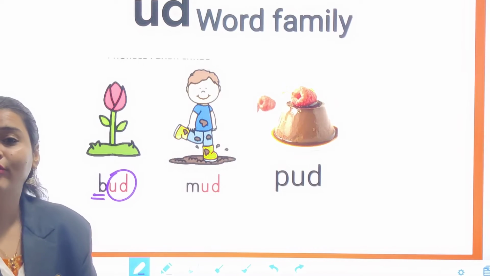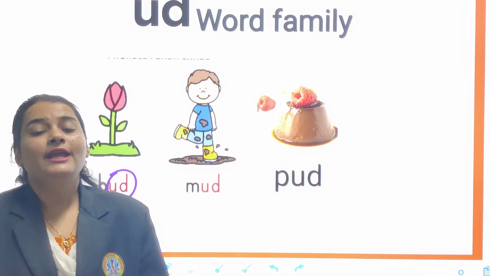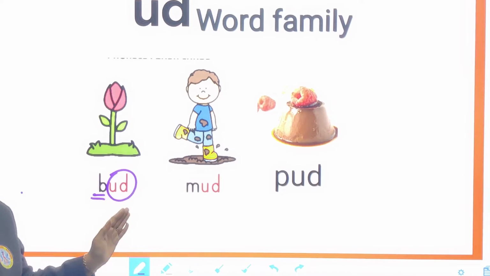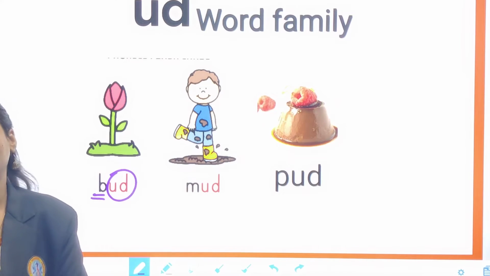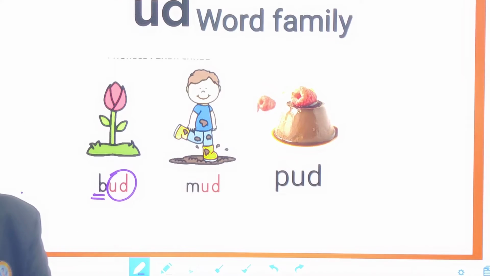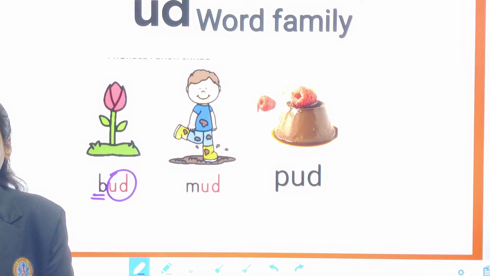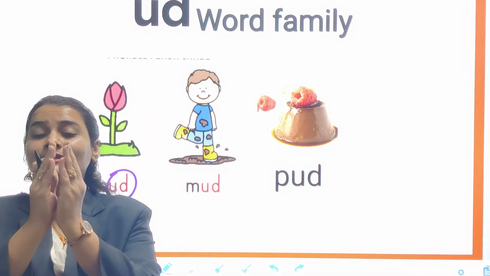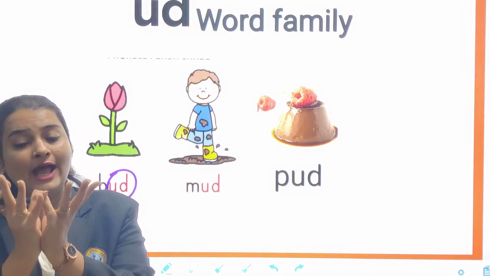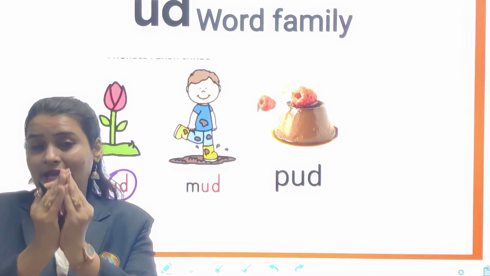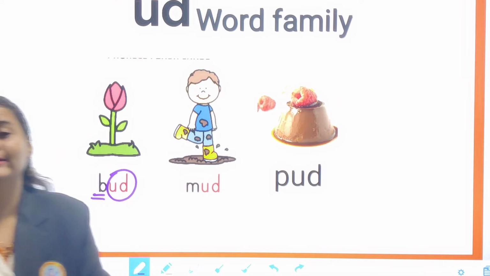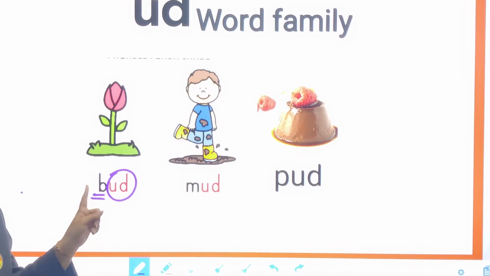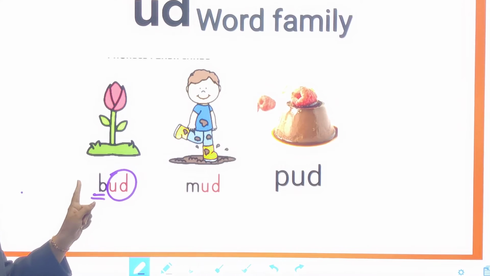it will make, what is the phonic sound of letter B? B, B, B. So, B, U, D, bud. B, U, D, bud. What is the meaning of bud? Bud means kali. Flower jab grow hota hai, uske pehle band kali hoti hai. So that is known as bud. B-U-D, bud. Yes.